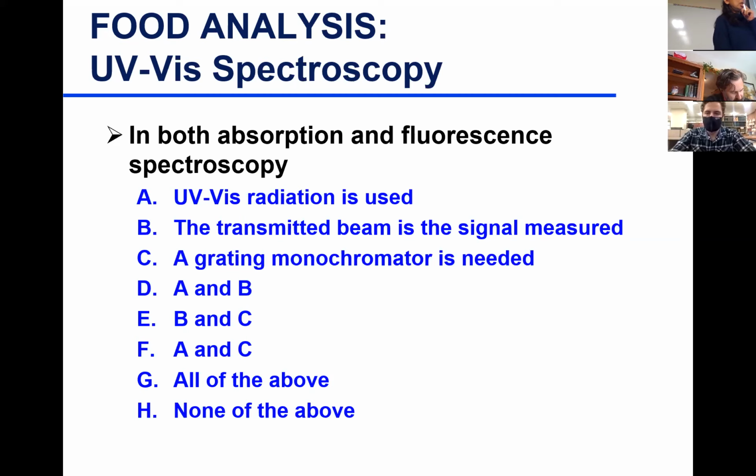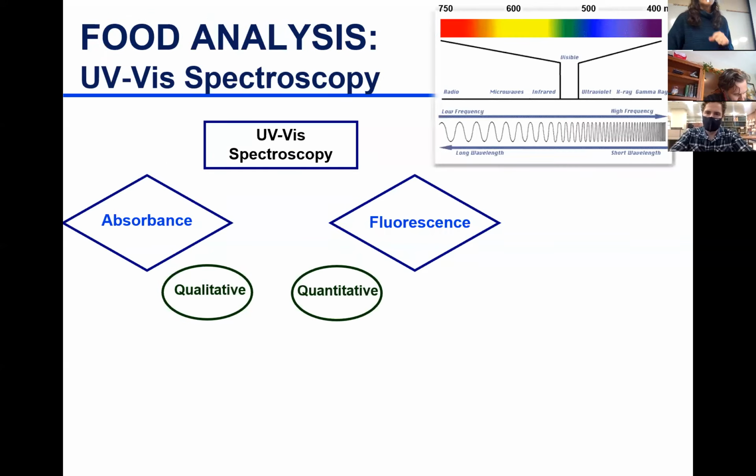For quantitative detection, you really need a singular wavelength. That way you obey Beer's law for quantification. If you don't have a singular wavelength, you do not obey Beer's law for quantification. All right, so in UV-Vis spectroscopy, we either measure absorption or measure fluorescence. We can do this for qualitative or quantitative needs.